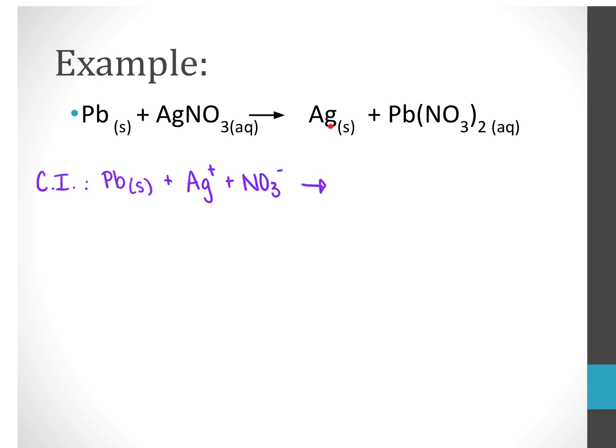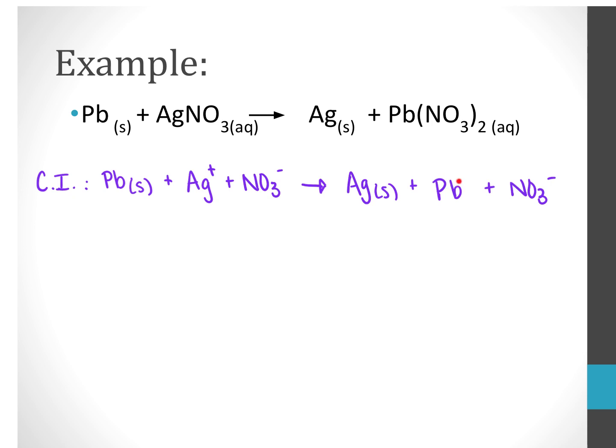For products, we have solid silver. So since it's a solid, we just write it as is. And then we have lead nitrate. And it's aqueous. So what does aqueous mean? Okay, it means it's going to dissolve. So we have to break it up into the ions. So we get the lead ion plus the nitrate ion.